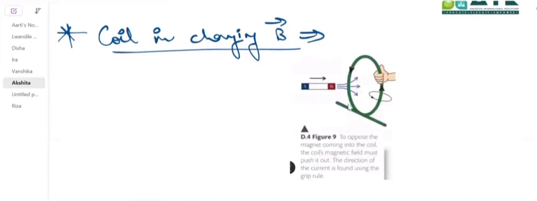Check this picture. Here one magnet is inserted in the coil, and to oppose the magnet coming into the coil, the coil's magnetic field must push it out. The direction of the current is found using the grip rule. The grip rule says if the current is moving along the thumb, then the curl of the fingers will give you the direction of the magnetic field around it.